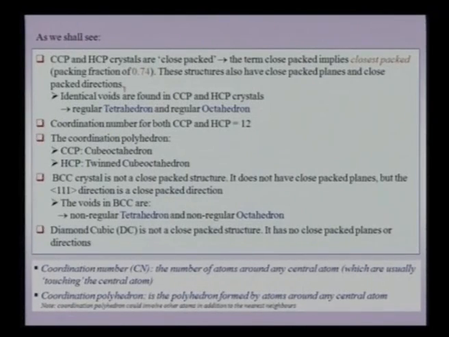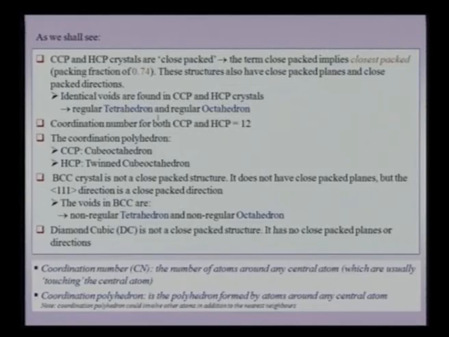It is important to note, as we shall of course see in detail later, that the voids found in these two crystal structures are the regular tetrahedron and the regular octahedron. The coordination number, being the number of atoms surrounding any central atom, which are usually touching the atom, and in some cases may not actually be touching, because the coordination polyhedron is a polyhedron formed by atoms around any central atom, and it could involve atoms other than the nearest neighbors. The coordination number for both CCP and HCP is 12, and you can have no higher number than 12 for any configuration of equal size spheres.